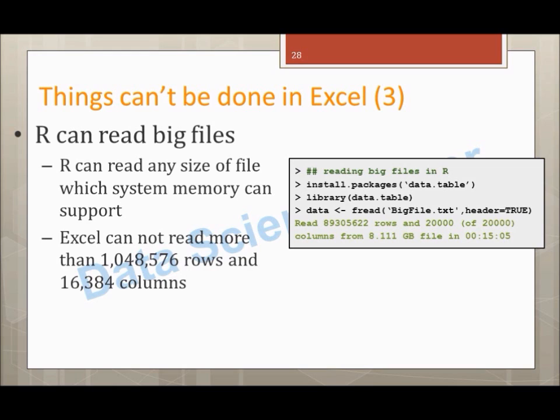As I said earlier, R can read big data files. So in this example, I am trying to read a data file which is about 8.1 gigabytes in size. You can see that R can easily read such a big file, which has about 89 million rows and 20,000 columns. If you compare this number with Excel, you can see that Excel cannot read more than 1 million rows and about 16,000 columns. So this is the limitation of Excel, and you can easily overcome that limitation by using the R tool.